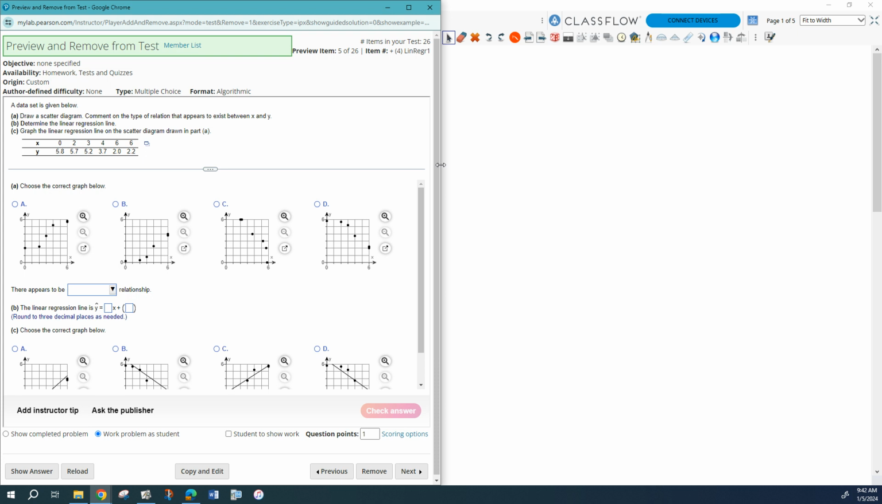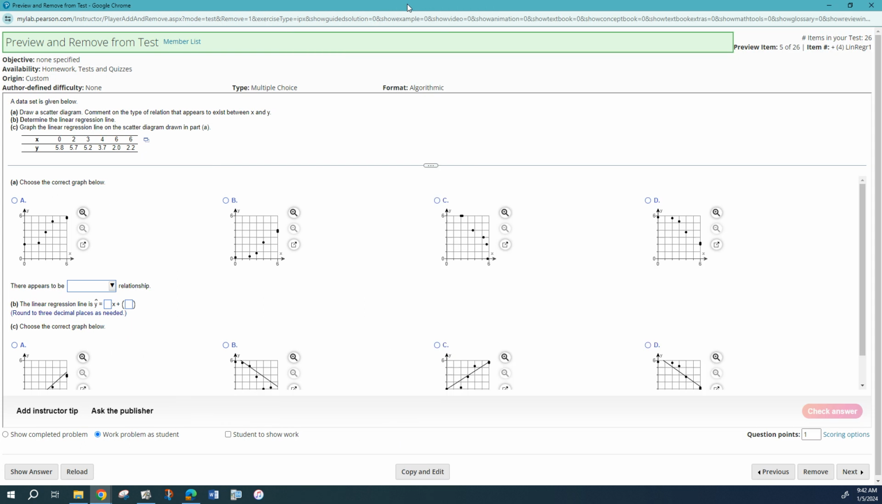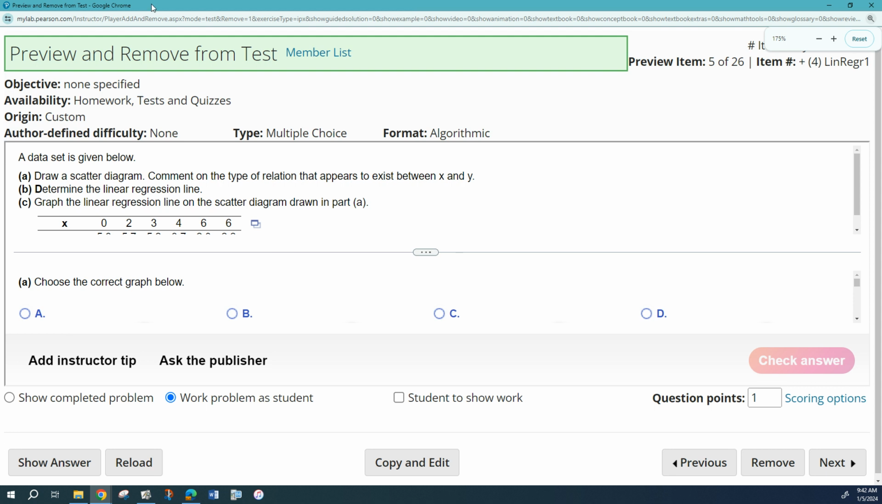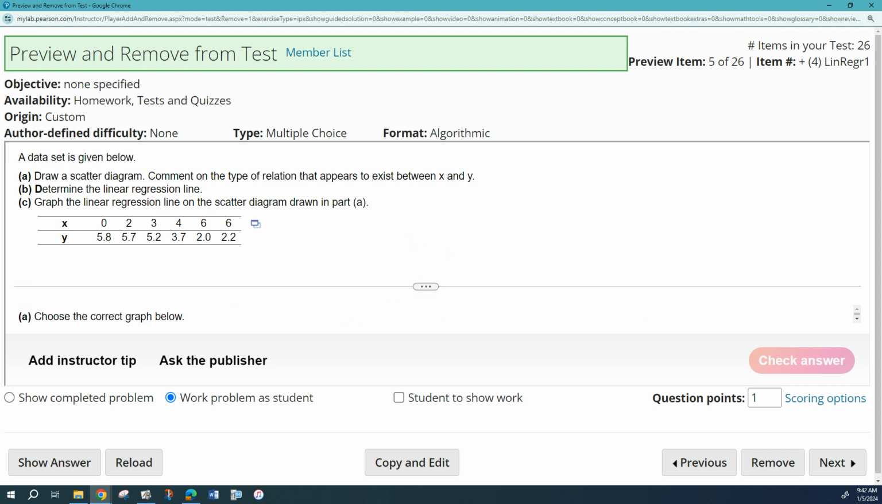All right, so let's try one of these together. This is the stuff where you're going to be using Desmos graphing. Okay, so what do you do on this? We're supposed to draw a scatter diagram, determine the regression line, and then graph the linear regression line on the scatter diagram. So this is all stuff that's going to be completely done for you with technology.